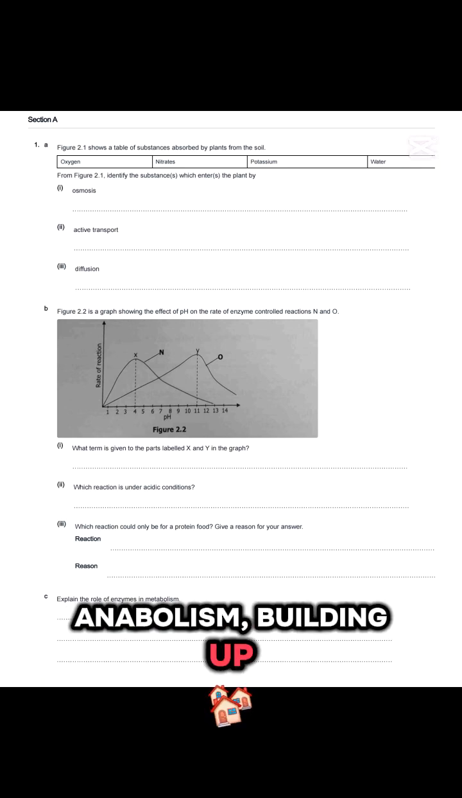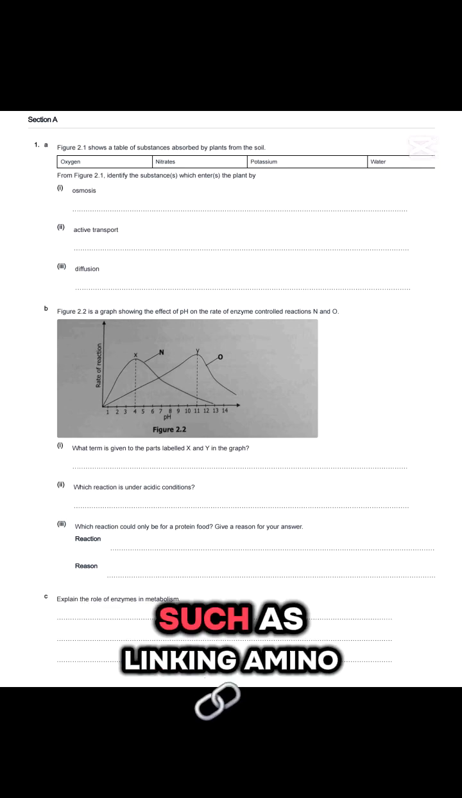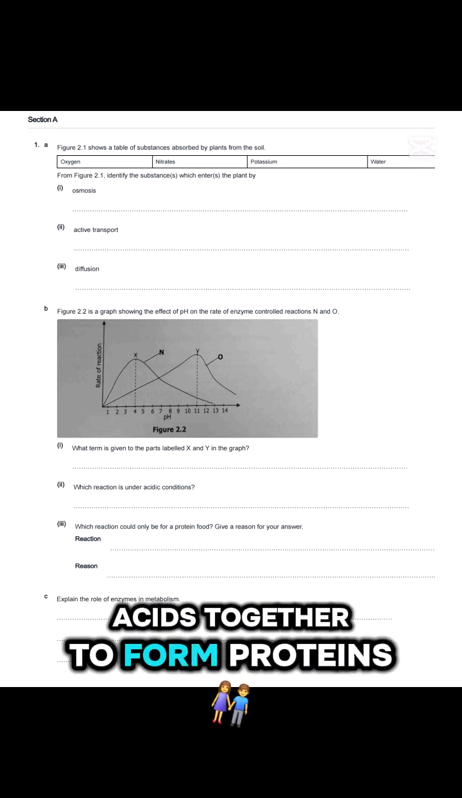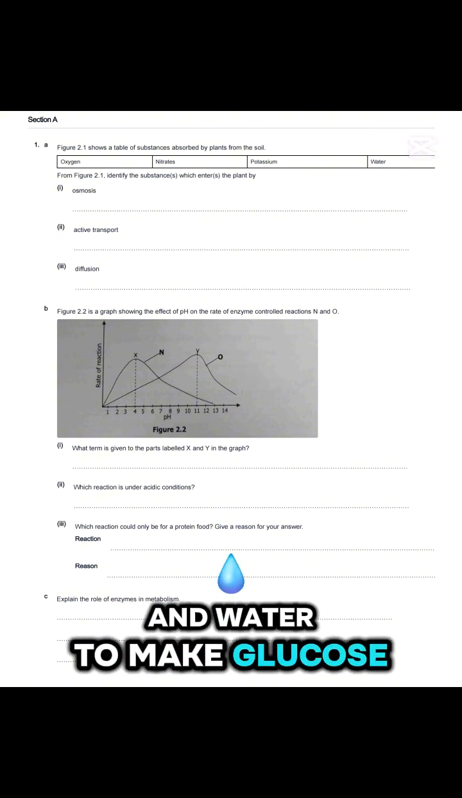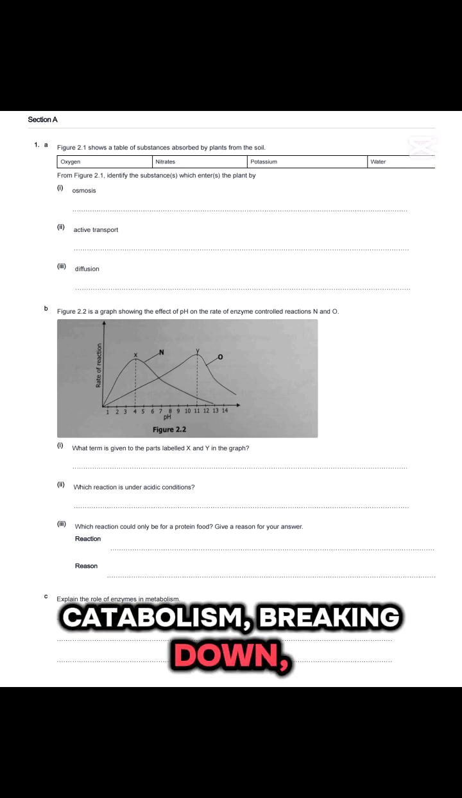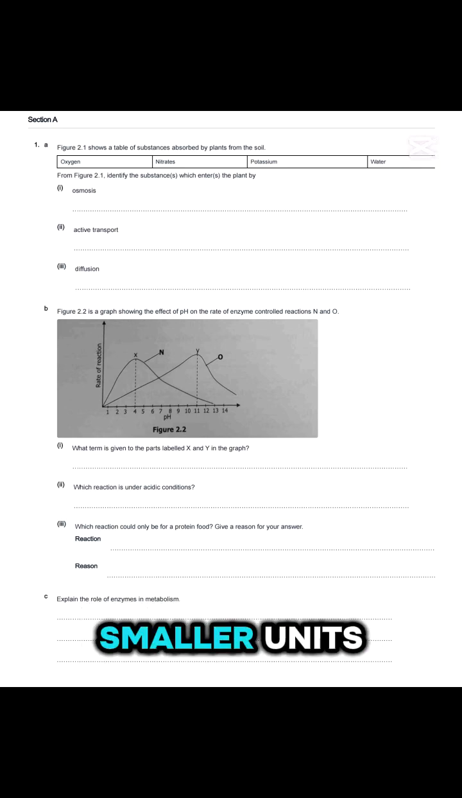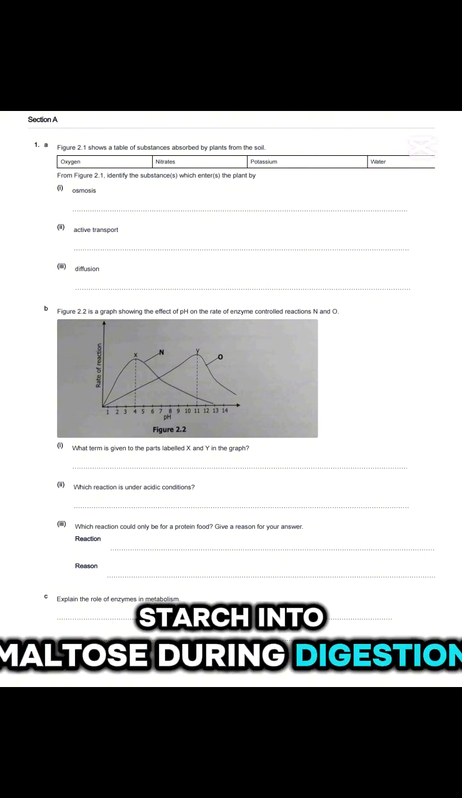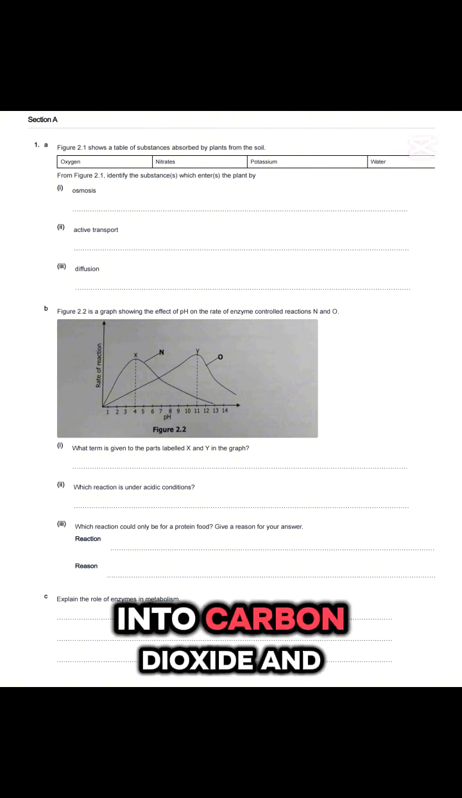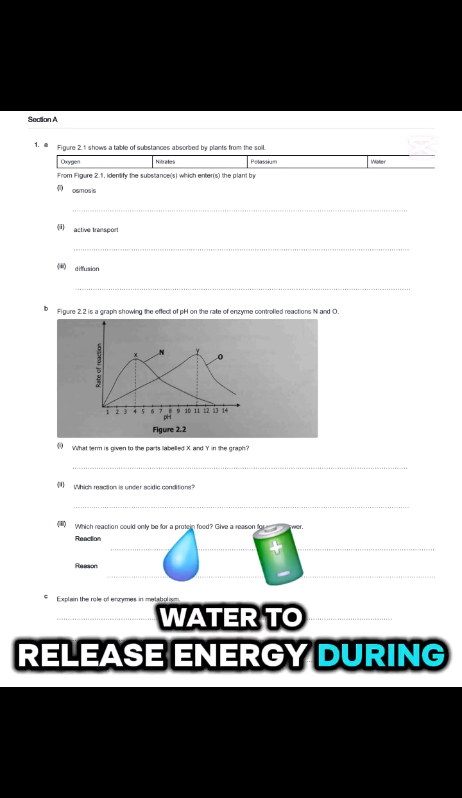Anabolism: building up, synthesizing large molecules, such as linking amino acids together to form proteins, or combining carbon dioxide and water to make glucose during photosynthesis. Catabolism: breaking down, splitting large molecules into smaller units, such as breaking down starch into maltose during digestion, or converting glucose into carbon dioxide and water to release energy during cellular respiration.